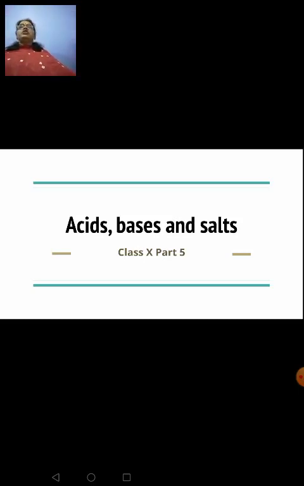So what's a universal indicator? It's a combination of all indicators and it is used to identify the strength of an acid or a base, how strong the given acid is. It has a pH scale on it ranging from 0 to 14. Every number bears a color. Lesser the pH value, stronger the acid. This we have learnt, right?